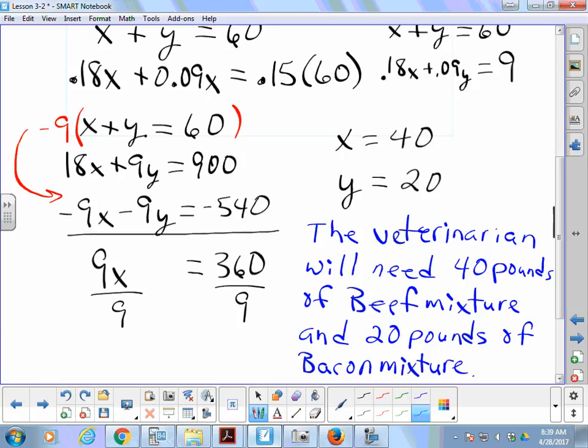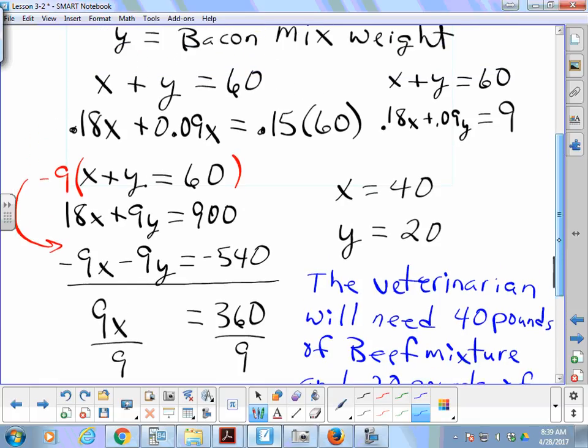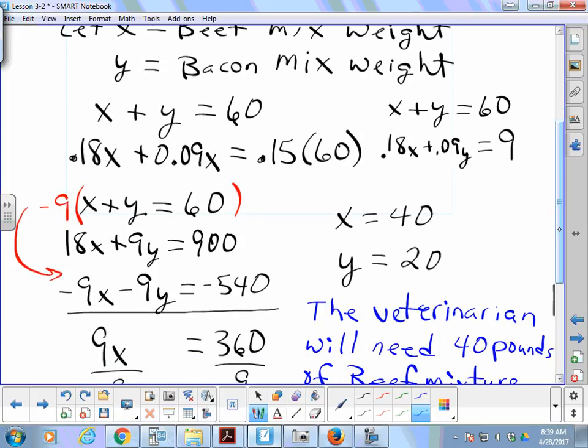So it's a little bit harder just because there's a little bit more work to do. Now, like I said, I used elimination. You could use substitution also, solving for x or solving for y in the equation x plus y equals 60. You could use that method also. It just depends on what you're most comfortable with. I like the elimination method, so I like to use that.